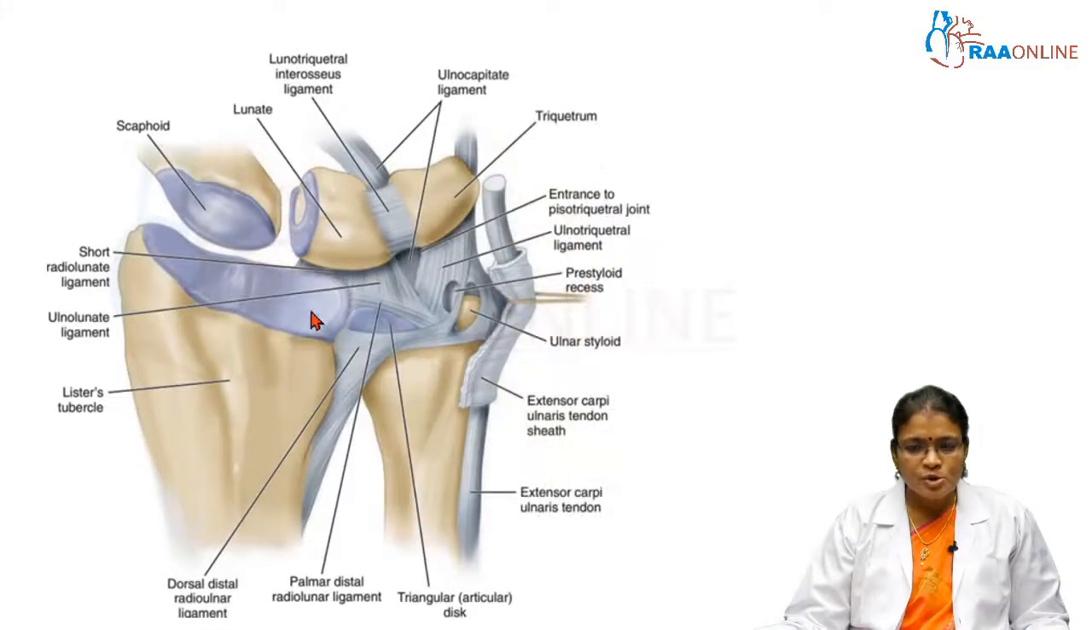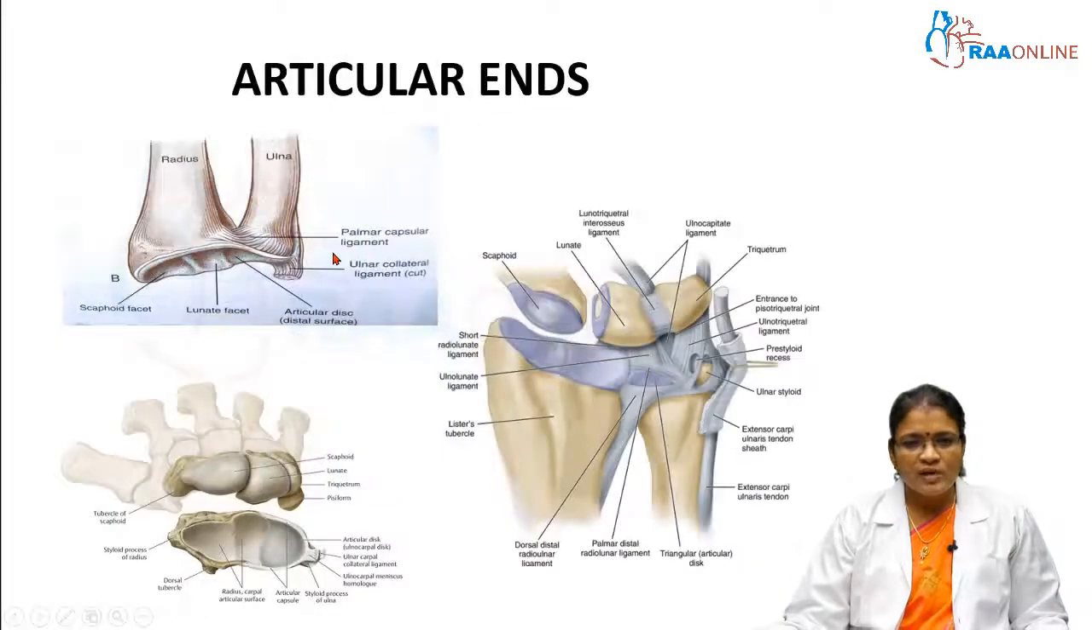Again, the same thing I am showing here. This is the inferior aspect of radius which has the articular surface for scaphoid and lunate, and this is the articular disc of the inferior radioulnar joint which gives the articular surface to the triquetral bone. So we have seen the proximal articular end.